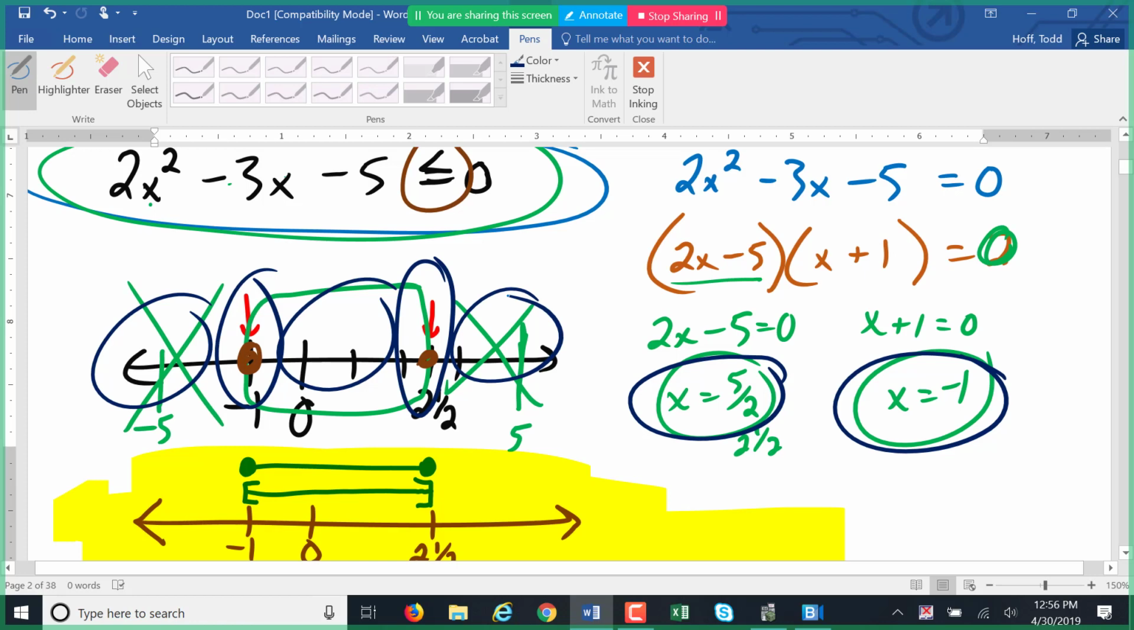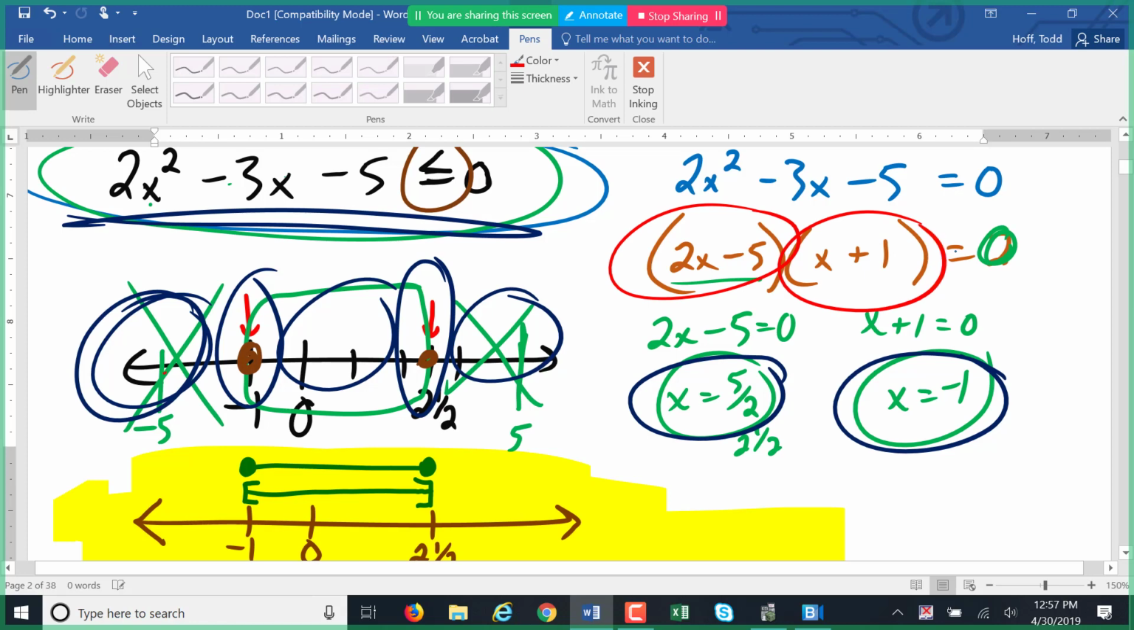Okay. And there are several ways you could analyze it. Here, we took a value out of each region and just put it back in the original inequality. We could have done like we did yesterday, where we put that value into these factors, knowing that to be less than or equal to 0, one factor had to be positive and one had to be negative. So that would have worked as well. The -5 would have made both factors here negative, so that wouldn't have worked. The 0 made one factor negative and the other factor positive, that's why it worked. And the +5 here would have made both of them positive again.